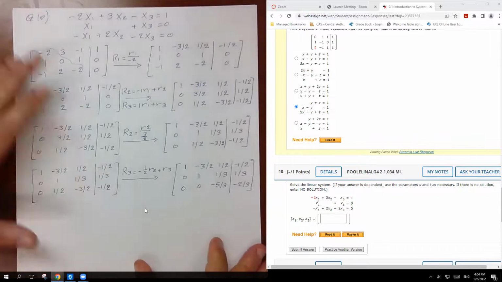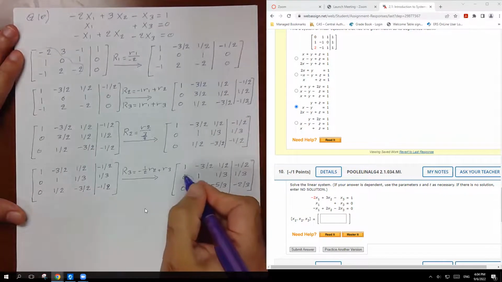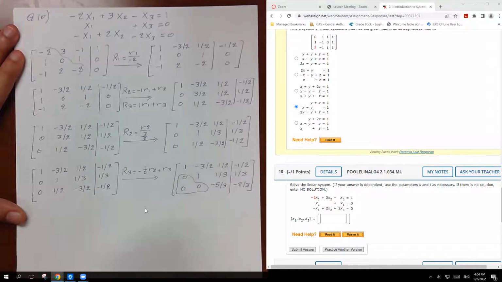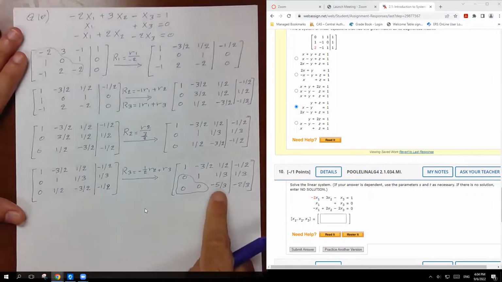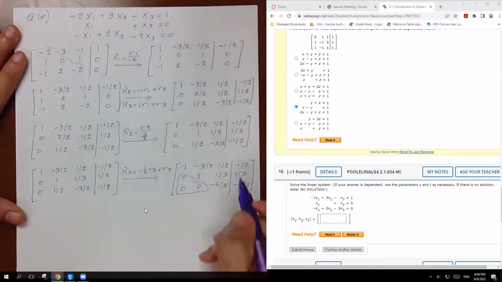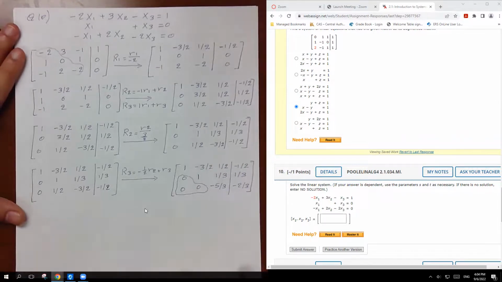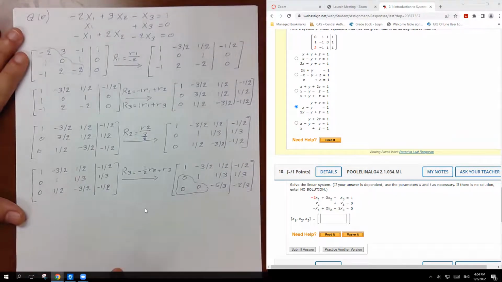Now we're done. This is just one more step. You need to convert this one to 1. It's fine, and keep going to convert all these numbers to zeros. We're going to do the same steps next class. But now we have to use the back substitution.